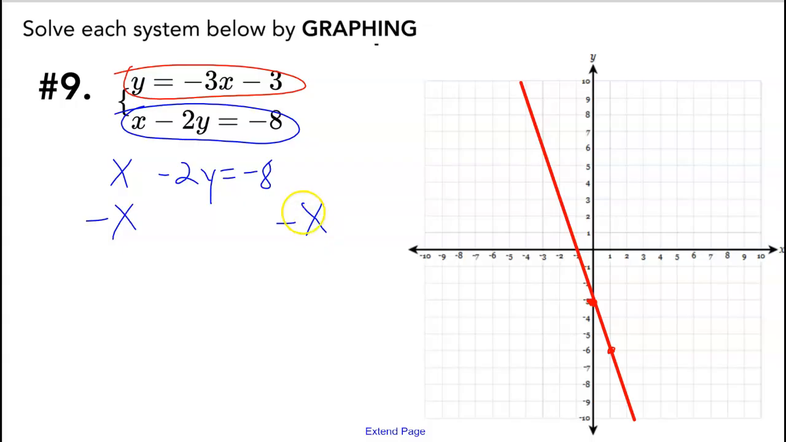Remember, this -x and -8 are not like terms, so we can't add them together. So I'm going to bring down this -2y and put the -x in front and the -8 behind, so it looks more like the y equals mx plus b format I have up here. So now I have -2y is equal to -x minus 8.